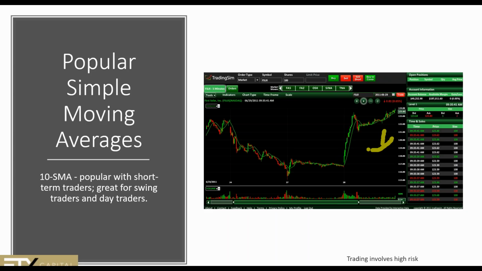Also, a 10-period SMA, and it's very popular. It is about the most popular period for swing traders and day traders alike.